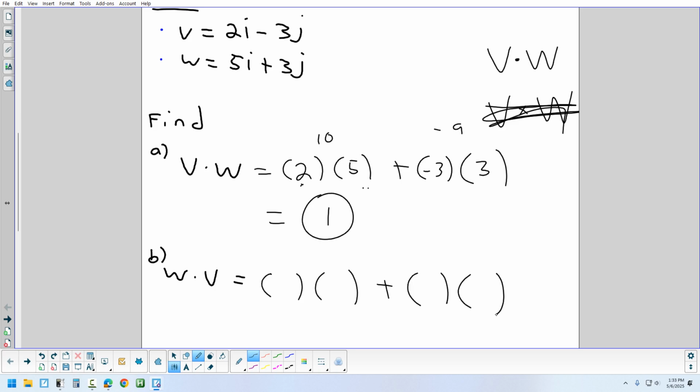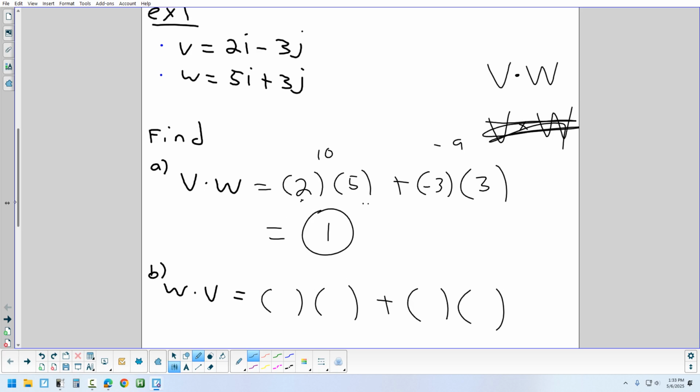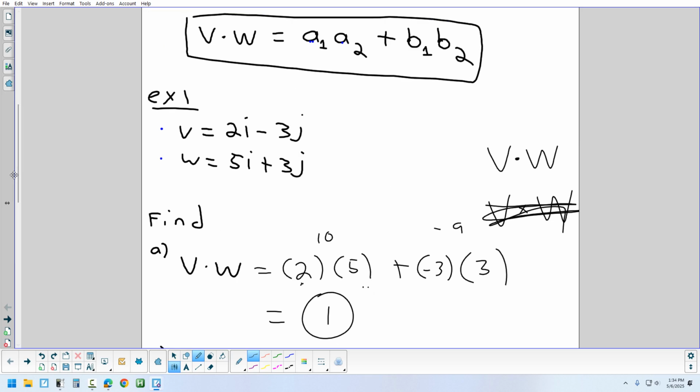If I do W dot V, how would it change what's in the two parentheses? Flip it around. So it would be negative 3. No, it'd be negative 9 plus 21. Well, these two numbers always go in the first pair, and these two numbers always go in the second pair. It would be 5 and then 2. Right.